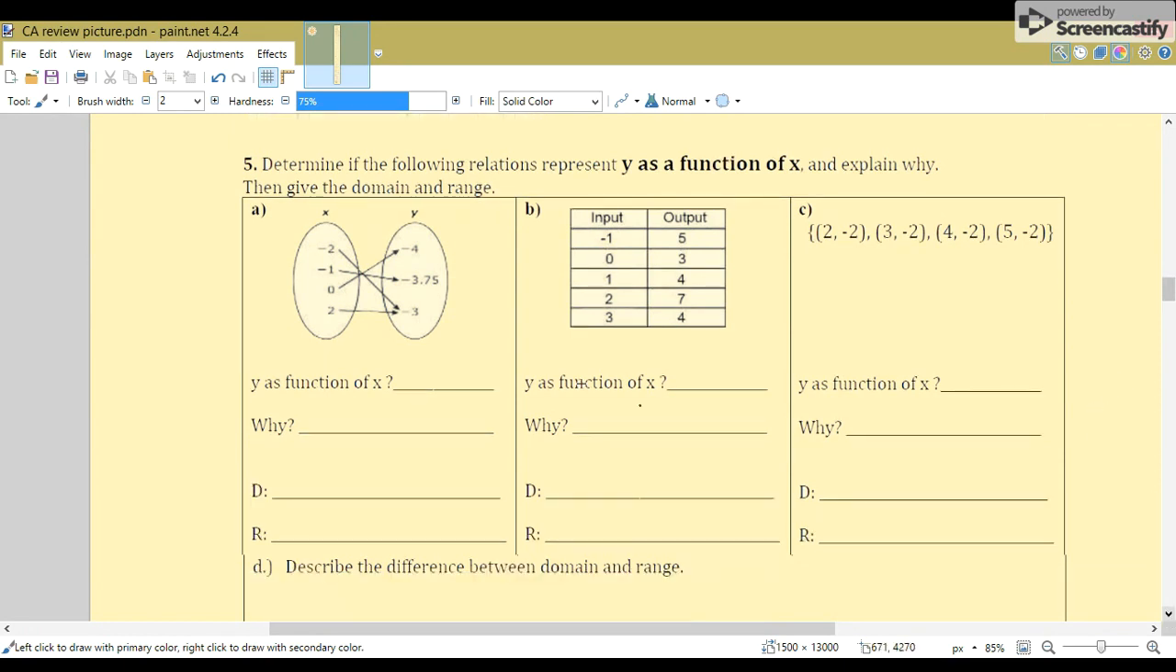Number 5. Determine if the following relations represent y as a function of x and explain why. Then give the domain and the range. Let's look at A. We have some symbols here. We have our inputs x and our outputs y. Is y a function of x? Yes. Why? Because none of the x's repeat.